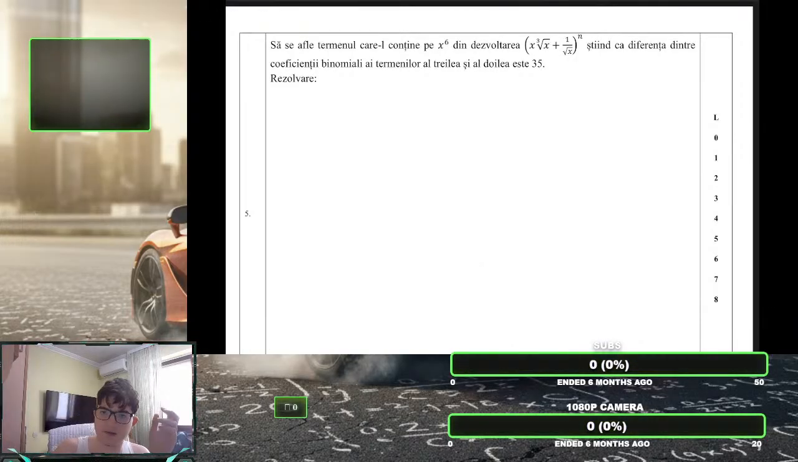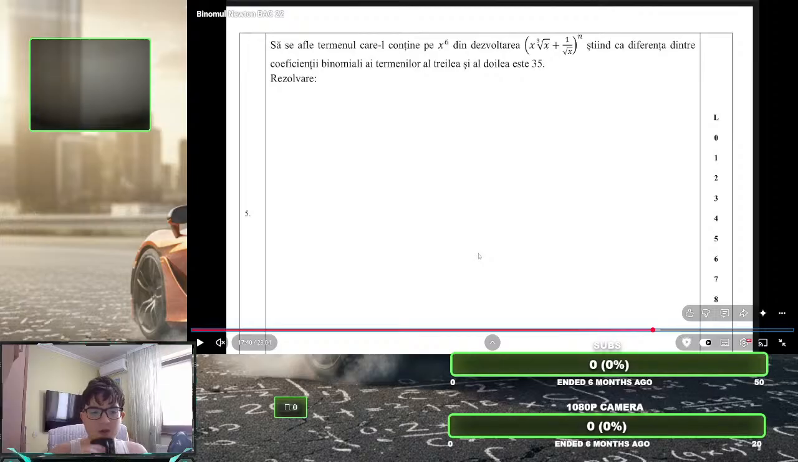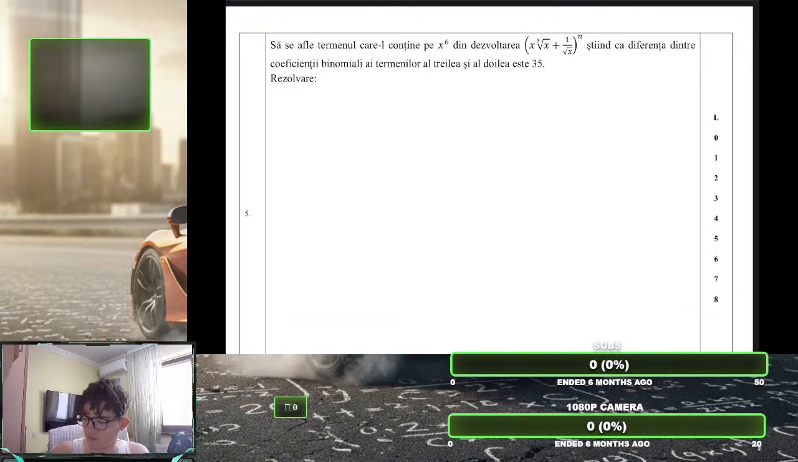Now this is the last exercise of this video. But don't worry, I got plenty of exercises. So find the term that contains x to the power 6 in this thing, knowing that the difference between the binomial coefficients of a term, the third one and the second one, is 35. Okay, I think I know how to do this one.